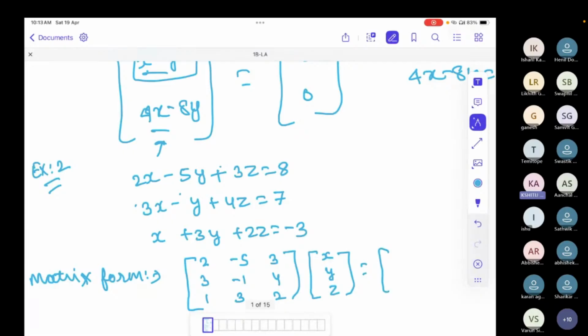So 8, 7 and -3. So this is the matrix form of this particular linear equation. You can just multiply these two matrices and cross check. I think I will leave it for your homework or assignment. Just multiply these two matrices and check whether you are getting this linear equation or not, right?